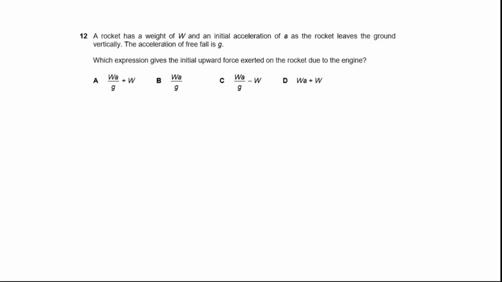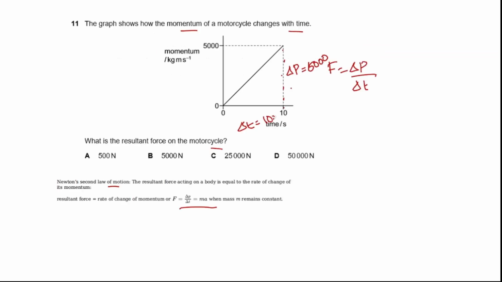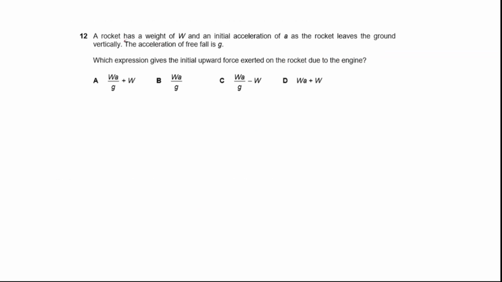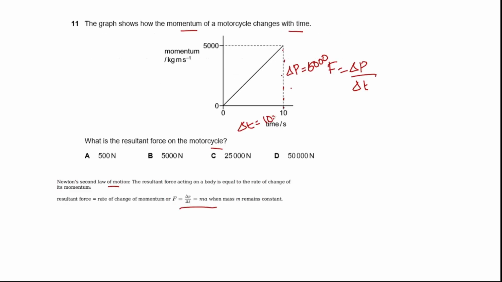Question number 20. A spring is fixed at one end. The length L of the spring is increased by applying a tensile force F to the other end. The graph shows the variation of L with F. What is the elastic potential energy of the spring when F is equal to 6 Newton?